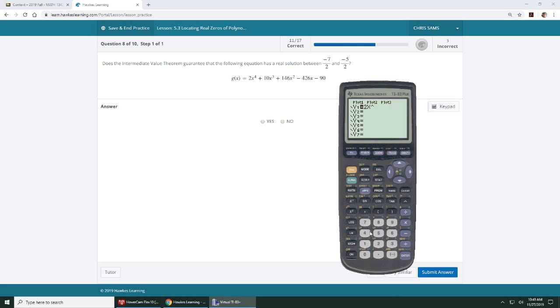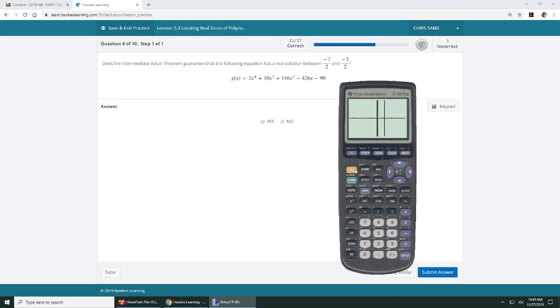Okay, so we're going to graph this: 2x raised to the 4th plus 10x raised to the 3rd, and then plus 146x squared, minus 426x, and then minus 90. So again, we're going to do it with technology. One reason is because the numbers are really big and it takes some time to compute those. So this just speeds it up. So we're going to graph it. Okay, we're not going to see much, but hopefully we see a line, very close, hard to tell.